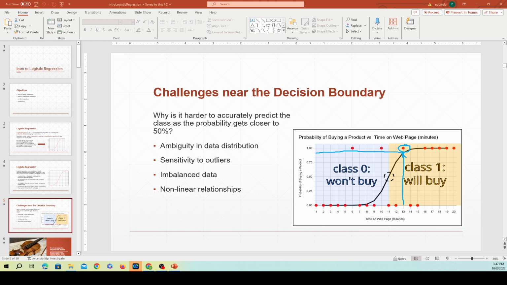And then, why is it harder to accurately predict the class if the probability gets closer to 50, right? So if we get our class closer to 50, it gets a little bit harder to determine if it's going to be one versus the other, because it's really close to 50%. So there's going to be some ambiguity in the data distribution. There's going to be sensitivity to some outliers. We talked about those outliers, right? These guys are called outliers. There's going to be some imbalanced data and non-linear relationships. And then move on to the next one.